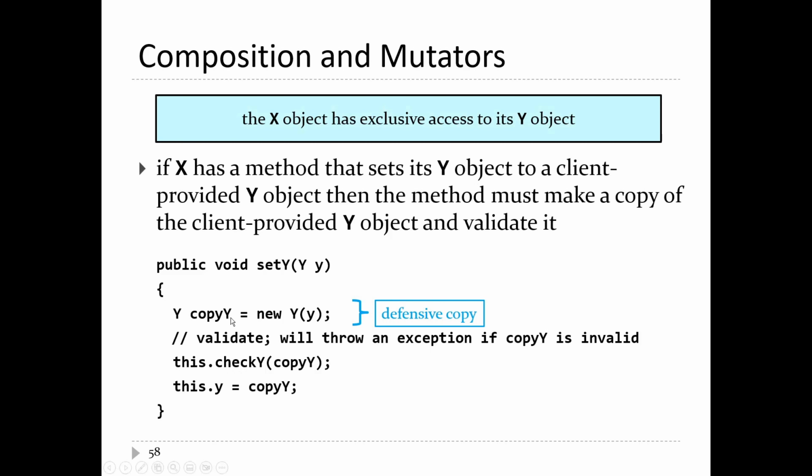If you have a mutator method that changes the internal Y object to a caller specified Y object, then you must make a defensive copy of the incoming Y object, right here. Validate the copy. Again, we'll assume that there's some method called checkY that does the validation of a Y object. And only once the validation has succeeded can you assign the copy to your internal Y field.